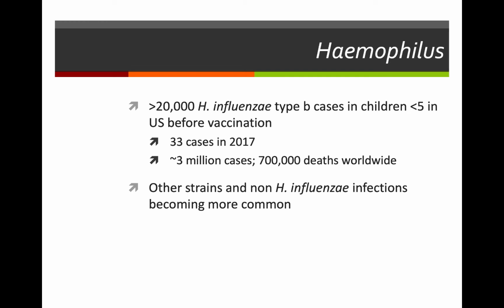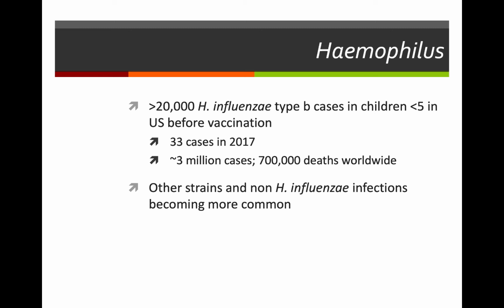Before vaccination, there were over 20,000 Haemophilus influenzae type B cases in children. And again, this is the most severe form of disease. This is the one that can cause meningitis and be fatal in children. After vaccination, there were only 33 cases in 2017. Worldwide, approximately 3 million cases, 700,000 deaths. That's a really high mortality rate. That's hovering just under 25%.